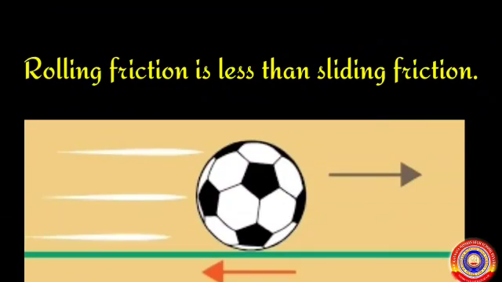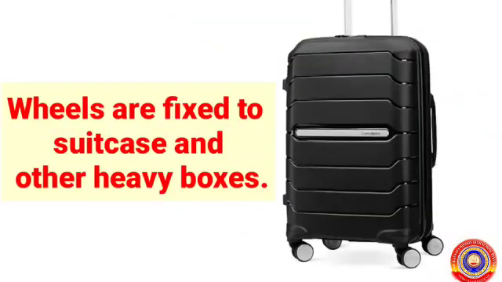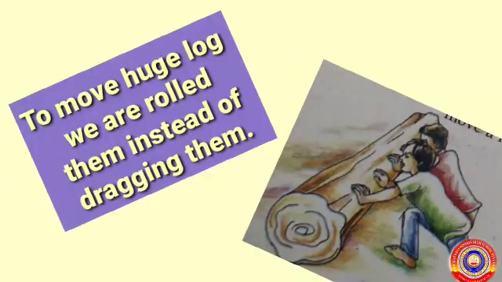Let's look at a few situations where rolling friction is used. First one, wheels are used in vehicles to reduce friction. Second one, wheels are fixed to suitcases and other heavy boxes. Third one, ball bearings and roller bearings are used between the machine parts. And the fourth one, to move a huge log, we roll it instead of dragging it.